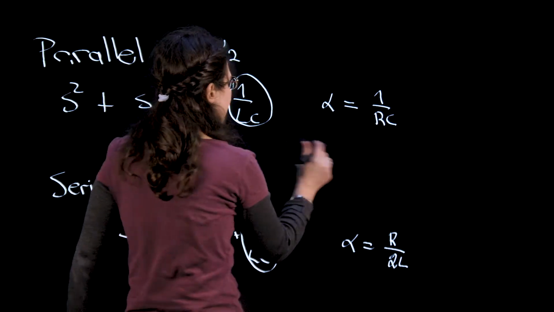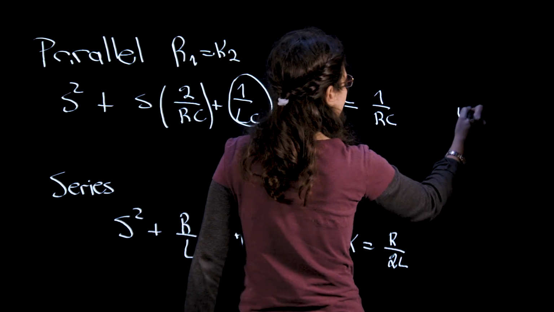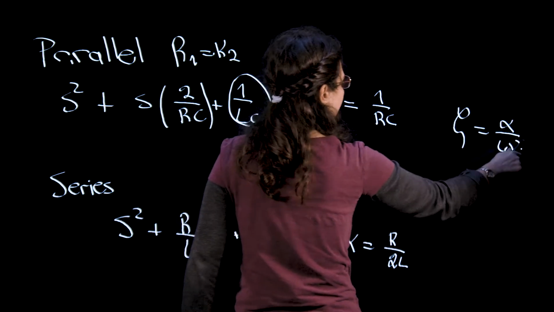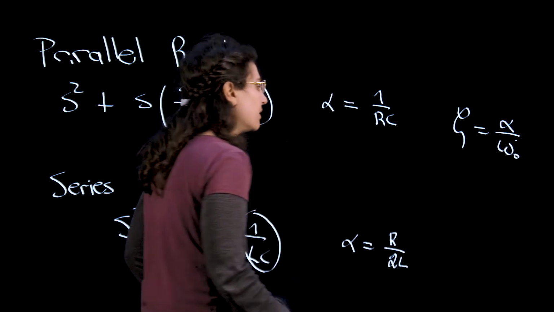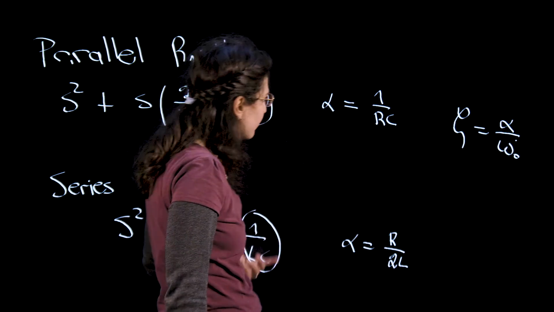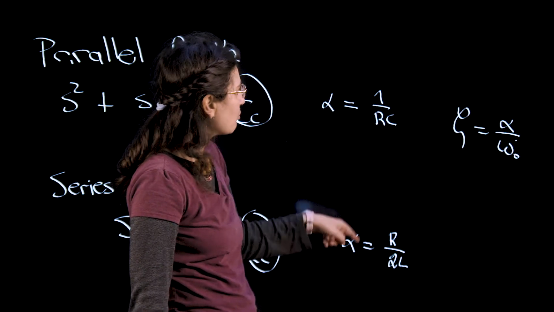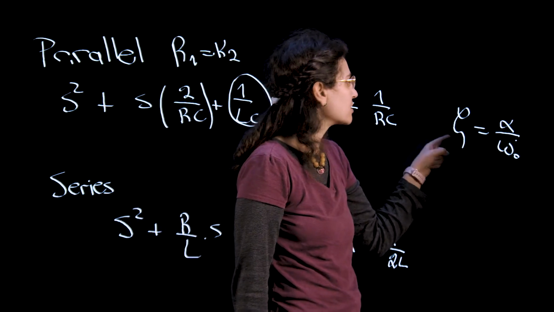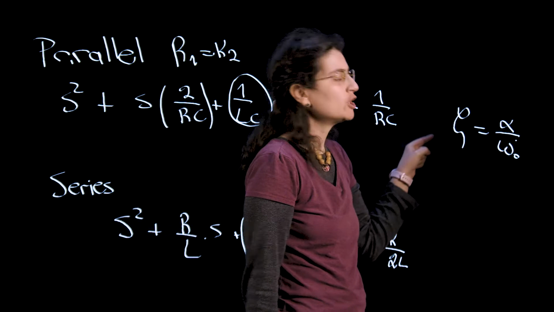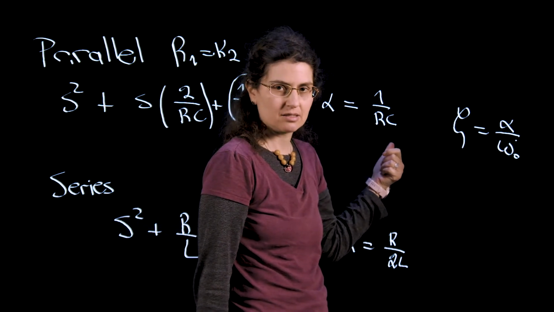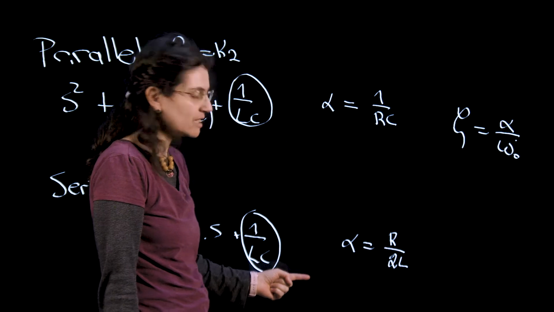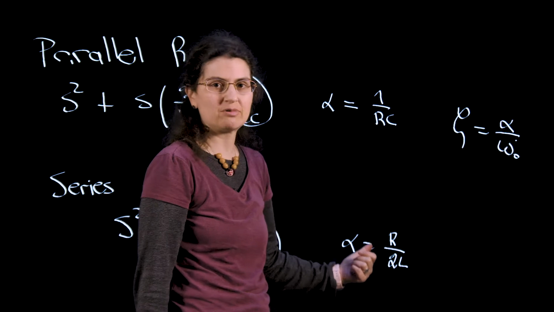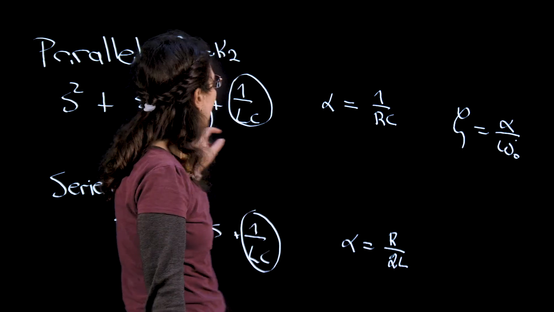Basically, we said that our theta is equal to alpha over omega 0. And omega is the same for both, but alpha is not. And what's interesting is that in the case of the parallel circuit, my damping factor is inversely proportional to the size of my resistance. Whereas in the case of my series circuit, the damping factor is directly proportional to the value of my resistance.